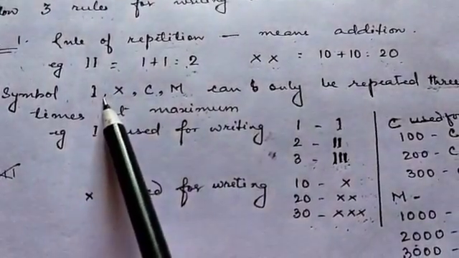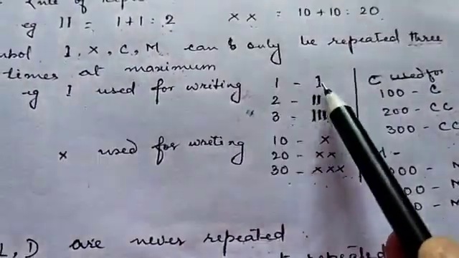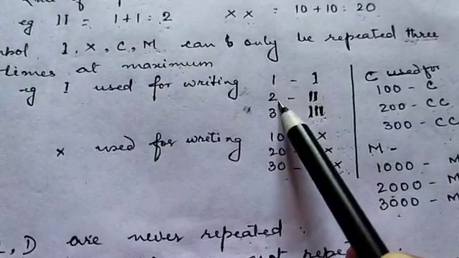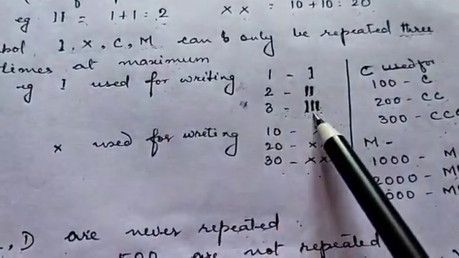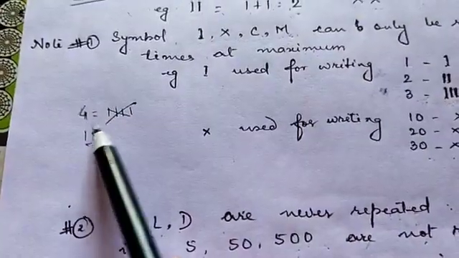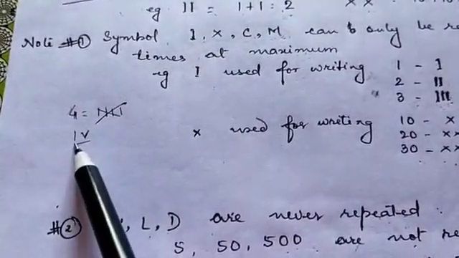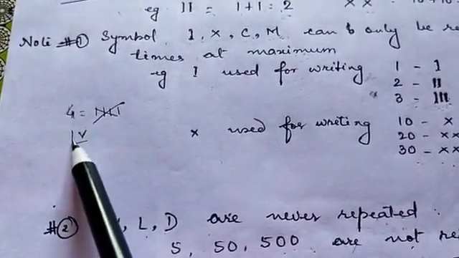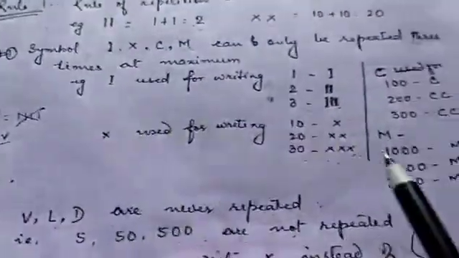When taking I as the first symbol, when we write 1, we use 1 I. When we write 2, we use 2 I's. When we write 3, we are using 3 I's. But for 4, when we write 4, we never use 4 I's. For 4, we give a different symbol, 5 minus 1. We write it IV as 4.